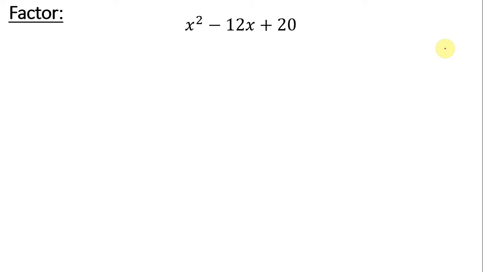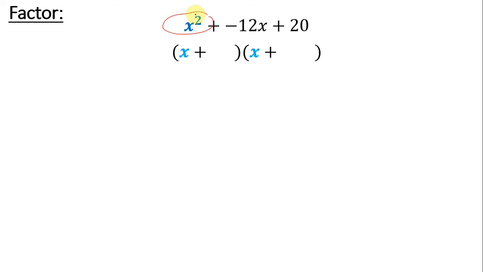All right, problem 2. Factor x squared minus 12x plus 20. First thing, create my two parentheses. I'm going to put my plus signs in between my sets of parentheses. Next, I'm going to see what two things multiply together to get me x squared, and I know that the only things that will do that for me are x and x.